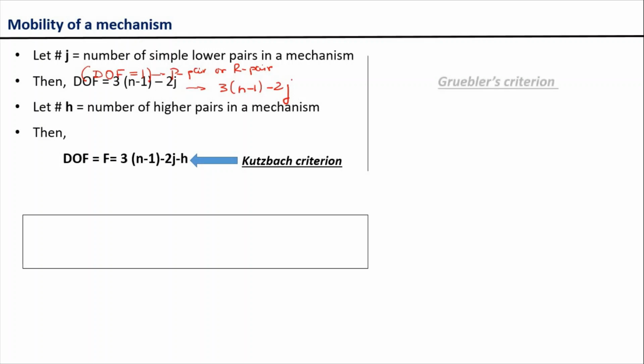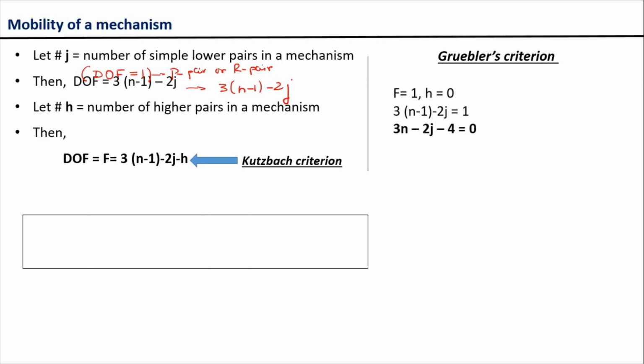Now, let us see one modification of Kutzbach criteria that is called Grubler's criteria. Grubler's criteria is applicable to a mechanism whose degree of freedom is equal to 1. So, let us see how this entire equation gets modified.